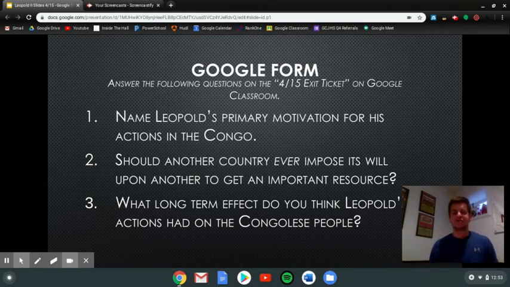Number two, should another country ever impose its will, force another country or another group of people in this case, to get an important natural resource for them? Maybe think about as well, what are other ways where a country could get resources from another place, another land that's not there, without causing all this trauma?